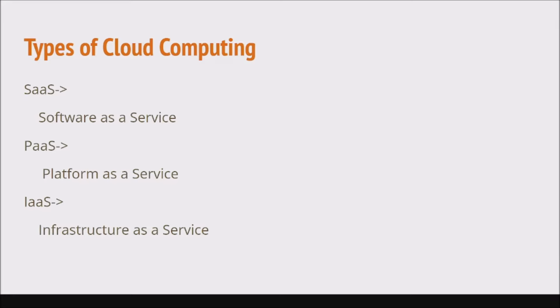Platform as a service. You can consider a platform as if you have got a bare-bone hardware machine. You install an operating system, any operating system, on that. On top of the operating system, you install various programming languages, development tools, and databases. Now this system is ready to develop any application from scratch. So this system is called a platform.